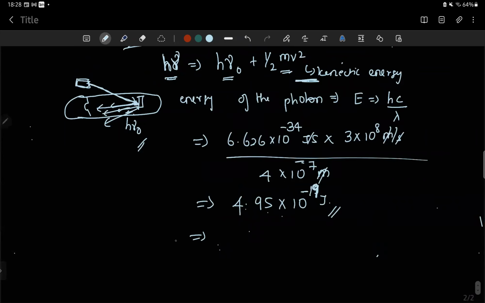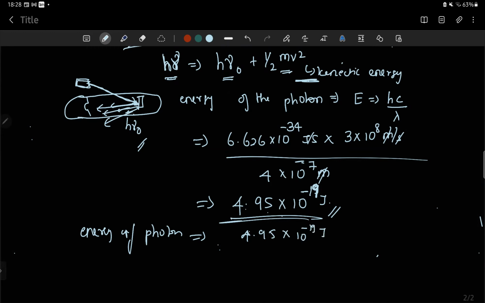Okay, so now energy of photon, I'm taking this value 4.95 into 10 to the power minus 19 joules divided by 1.6 into 10 to the power minus 19. Tell me why I am doing this.